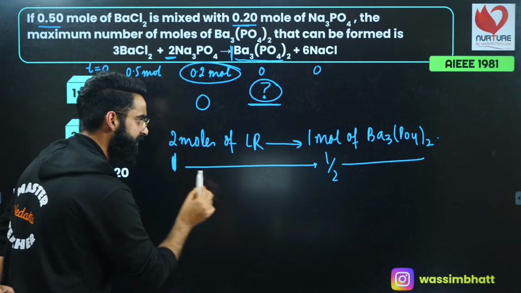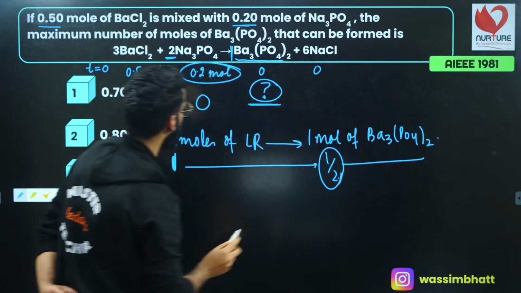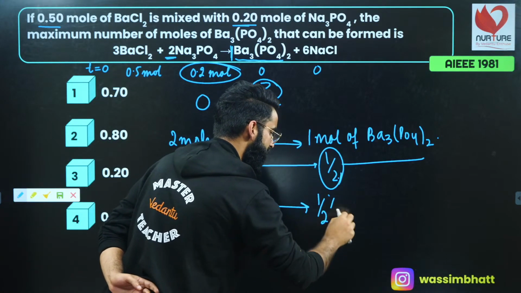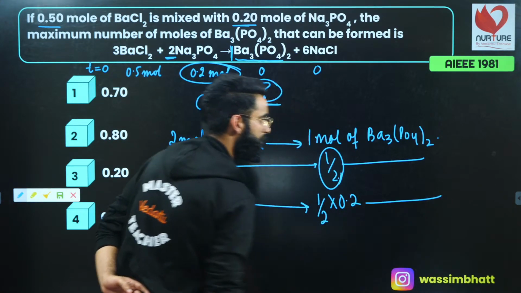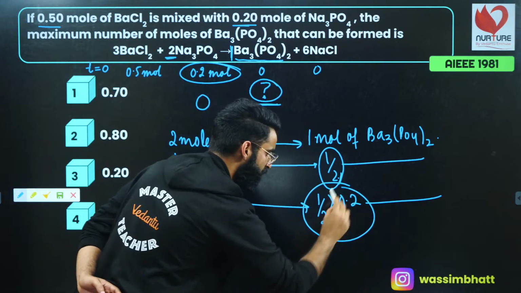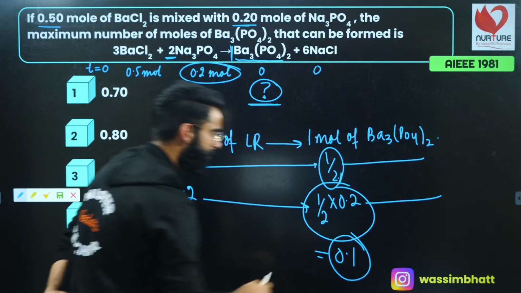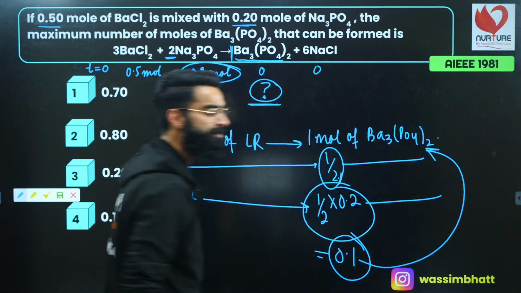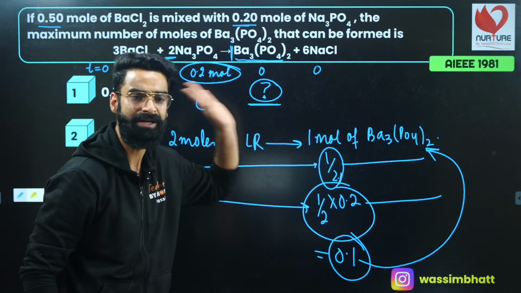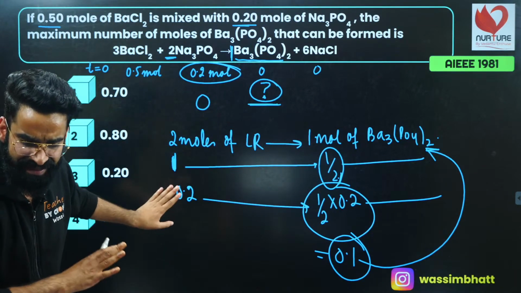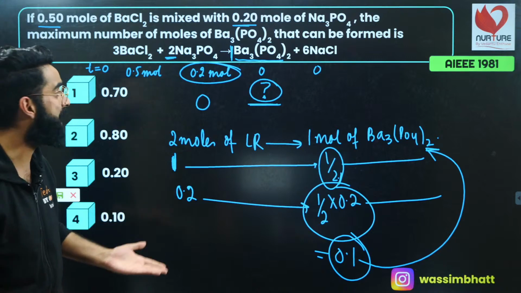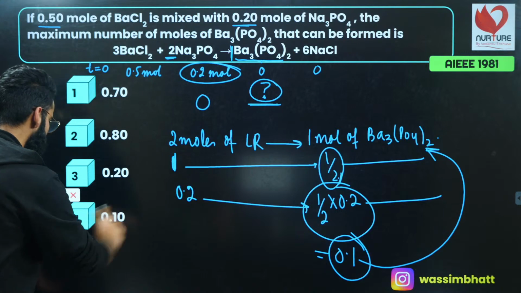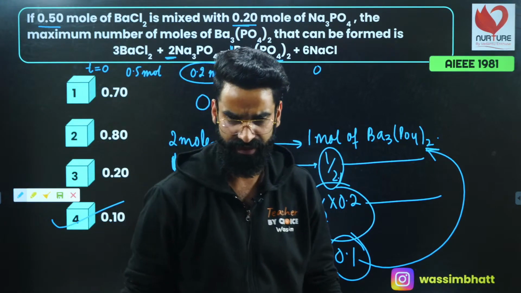I had 0.2 moles of limiting reagent. If 1 mole of limiting reagent gives these many moles of Ba3(PO4)2, can I say 0.2 moles of limiting reagent will be giving me 1 by 2 multiplied by 0.2 moles of Ba3(PO4)2? This value will come out to be 0.1. So basically 0.1 moles of Ba3(PO4)2 is getting formed at the end of the reaction. Is that something which I was supposed to calculate? Yes, I was supposed to calculate the moles of Ba3(PO4)2 which are getting formed, and I got to know exactly 0.1 moles of Ba3(PO4)2 are getting formed, right?